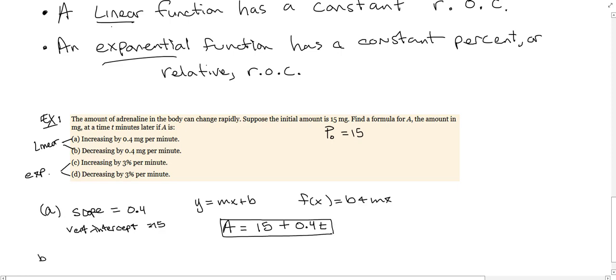So part B is really similar. The difference is that because we are decreasing, the slope is negative. So just because the word is decreasing, we know that the slope is negative. So that's going to be A equals 15 minus 0.4t. Okay, so that's the only difference between letters A and B.